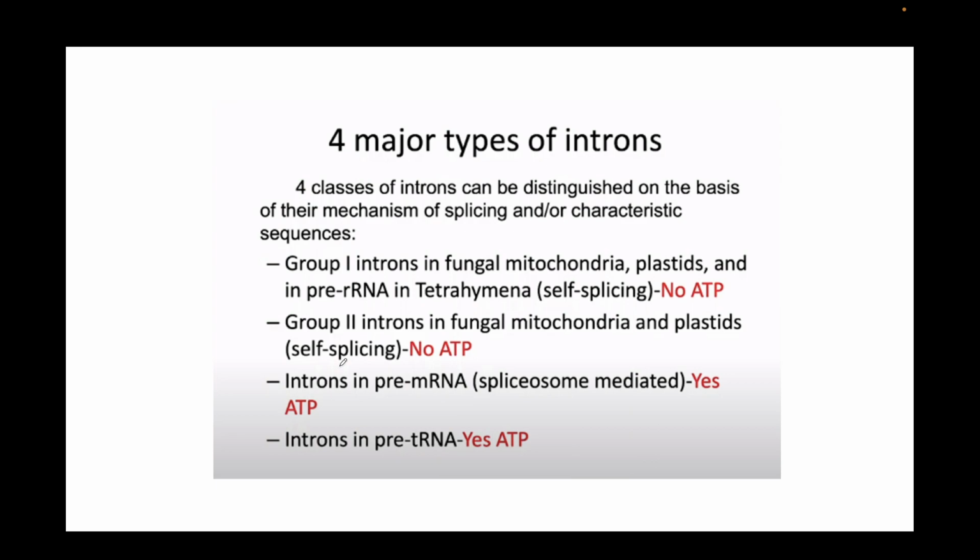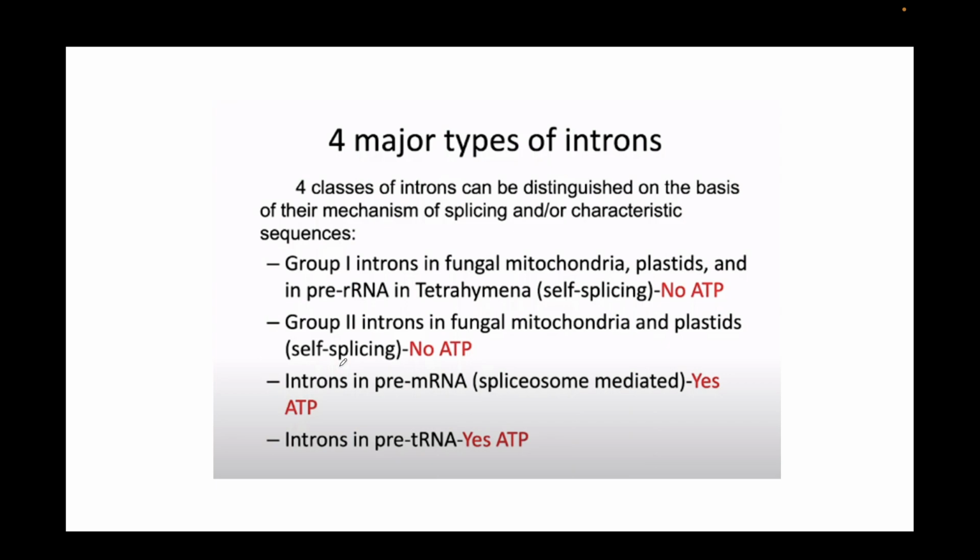Fine, so these are a few plus points of prokaryotes having transcription and translation in a simultaneous manner. Understood? Fine, so there are four major types of introns generally present, which can be distinguished on the basis of their mechanism of splicing or characteristic sequences. We have discussed these things in the previous class, but I am repeating it so that you get a clear idea of splicing, introns, exons, and all these things. If you have any doubt regarding this, you can ask me.